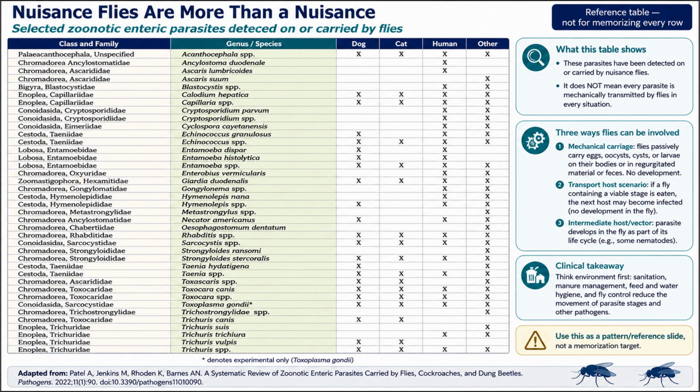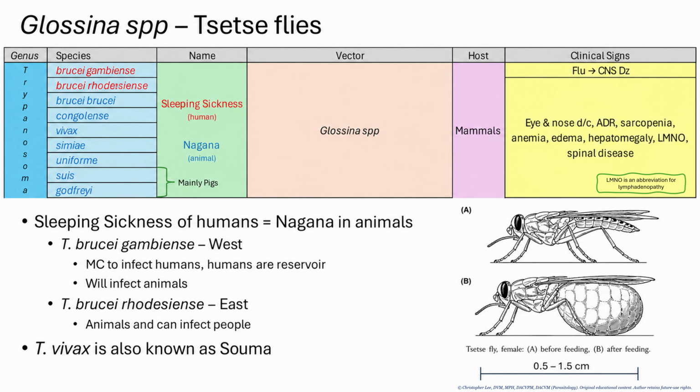Now we move on to Glossina, the tsetse flies. This is one of the cleanest examples of a Cyclorrhaphan as a biologic vector. Tsetse flies transmit several species of Trypanosoma, and that parasite undergoes development within the fly before transmission.